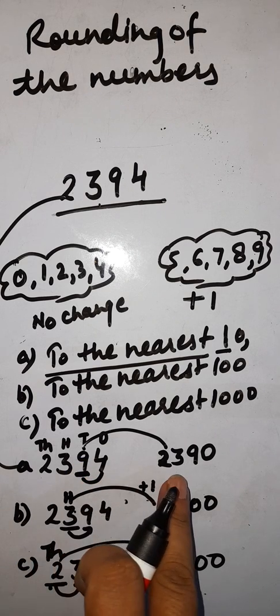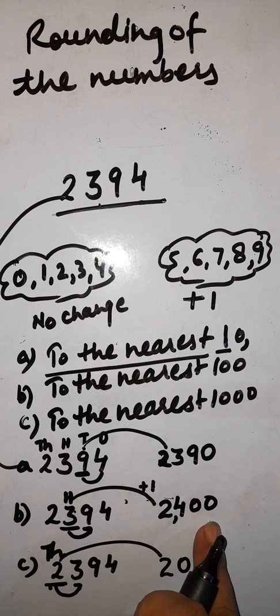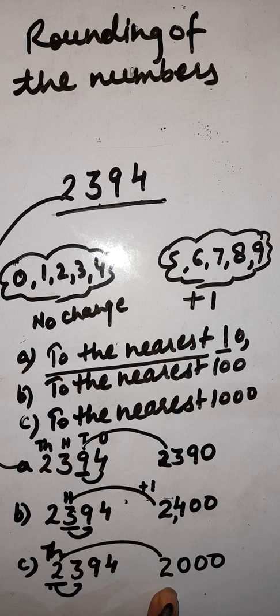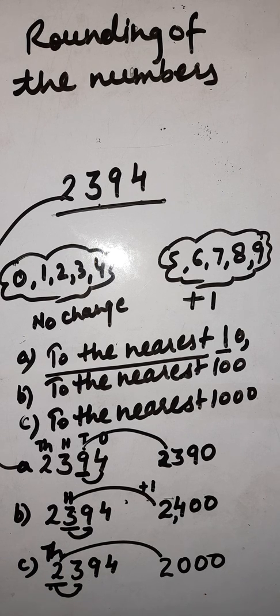To the nearest 10, 2390. To the nearest 100, 2400. And to the nearest 1000, 2394 will become 2000. Okay, understood everyone?